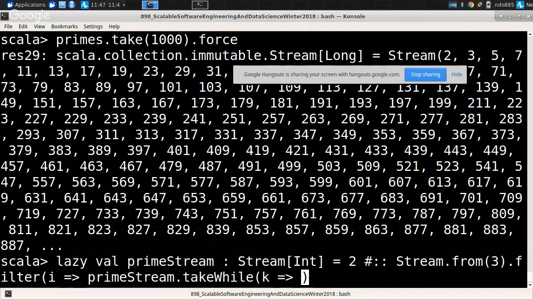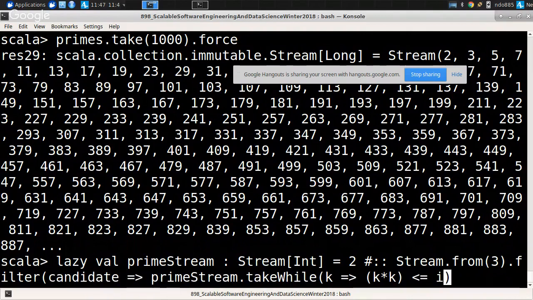Okay, actually, no, it's not a candidate, but it's a prime number. And we're testing if K squared is less than or equal to I. Probably to be consistent, instead of calling it just I, I'm going to call it candidate. And here we go, candidate, ladies and gentlemen.